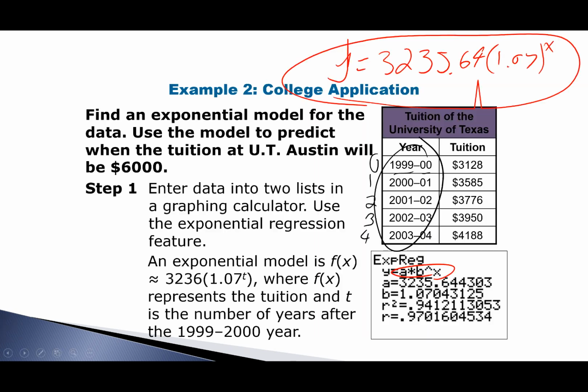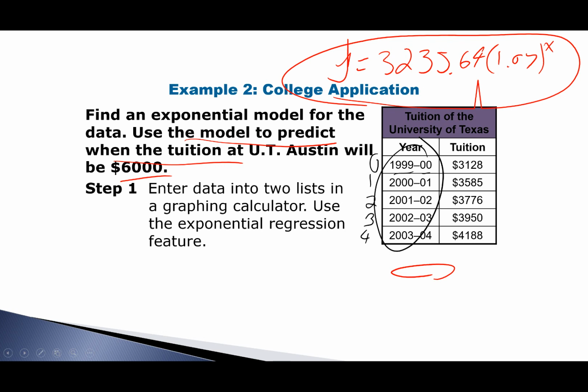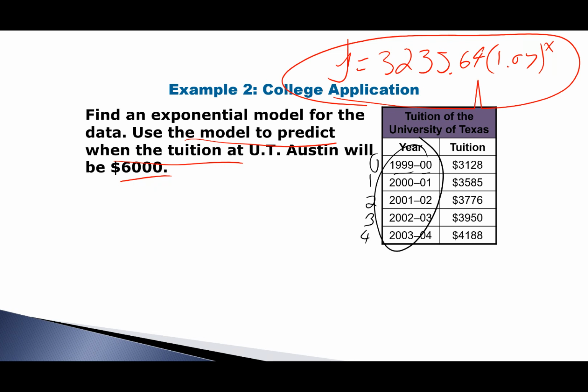All right. Now it does ask us, and we're going to answer this next: predict when the tuition will be $6,000. Let me use a blank screen on this. So the tuition is $6,000. The tuition cost is my y value. It's asking me to find out what year will be $6,000. So I know that my y value is $6,000, and I do not know what my x value is.